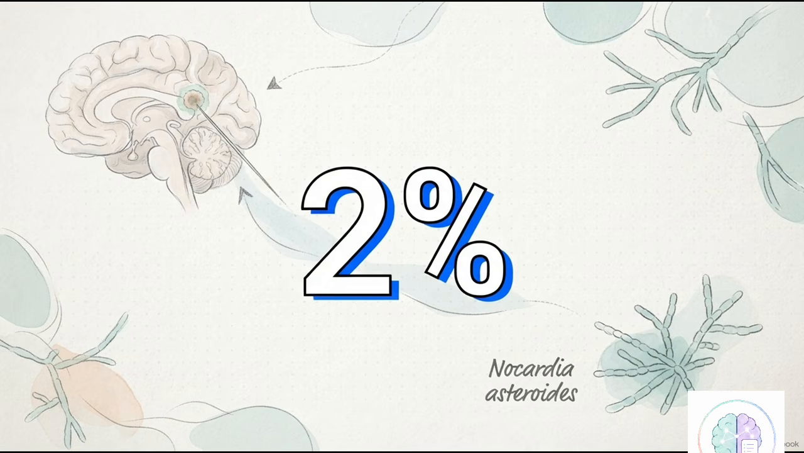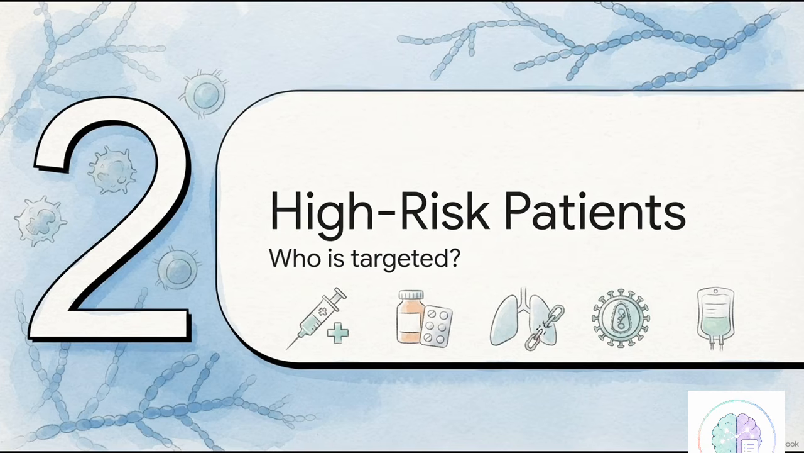Now, to put the scale of this threat into perspective, Nocardia is responsible for precisely 2% of all brain abscesses across the board. Just 2%. But within that slice, the vast majority of those infections are driven specifically by the exact species we just profiled, Nocardia asteroides.